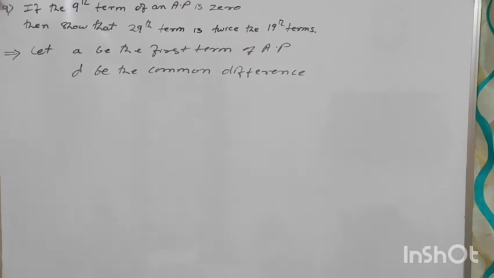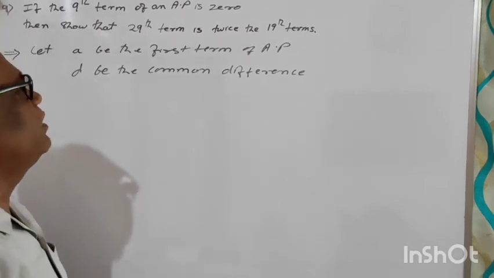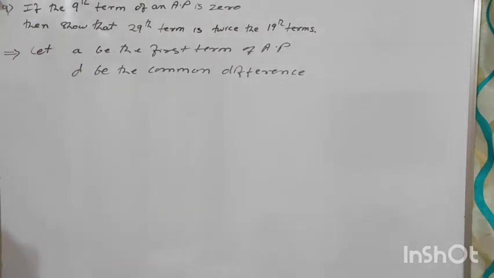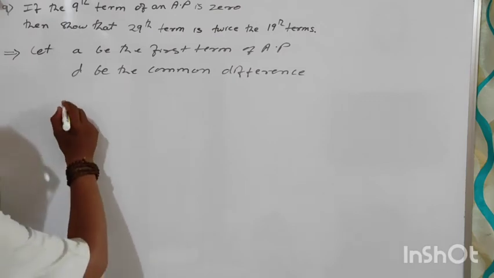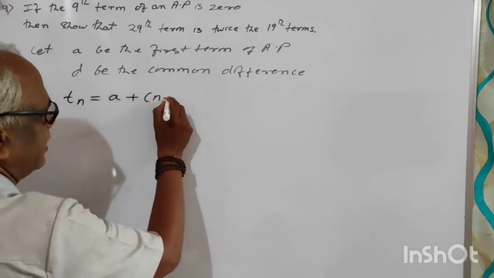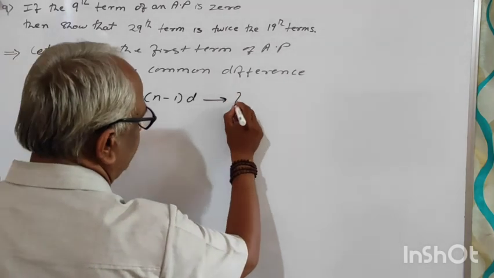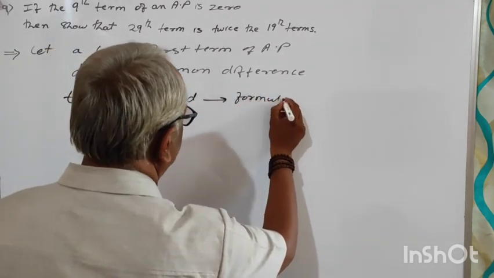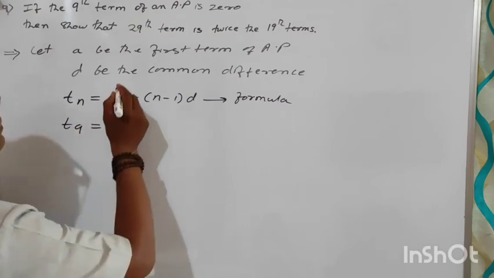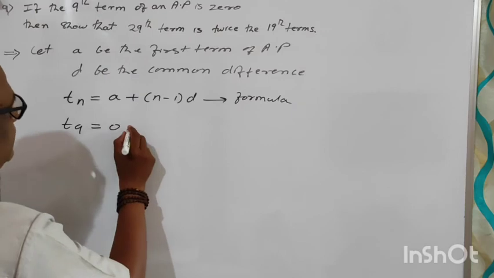Now ninth example: if the ninth term of an arithmetic progression is 0, then show that the 29th term is twice the 19th term. Now let a be the first term of an arithmetic progression and d be the common difference. Now we know the formula, that is Tn is equal to a plus in bracket n minus 1 into d. This is our formula. T9 is equal to 0. It is given.